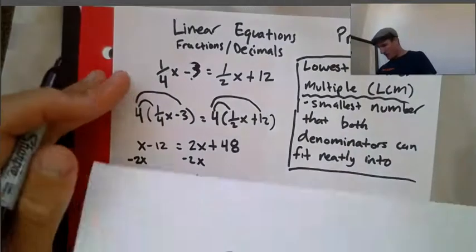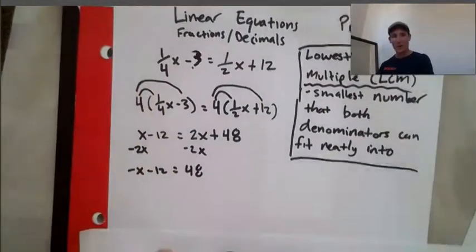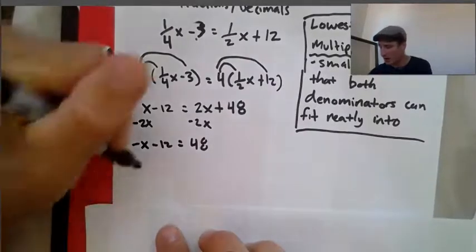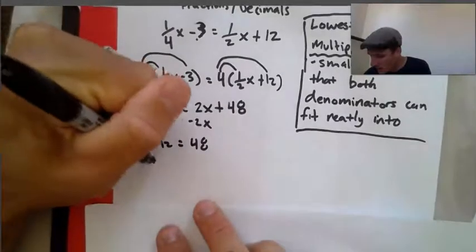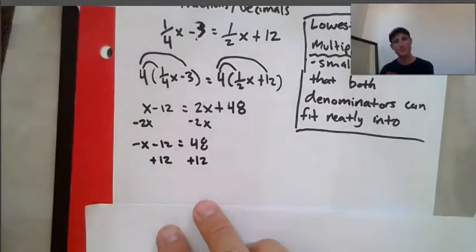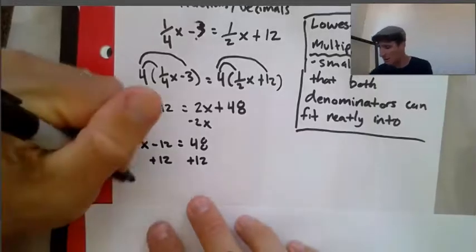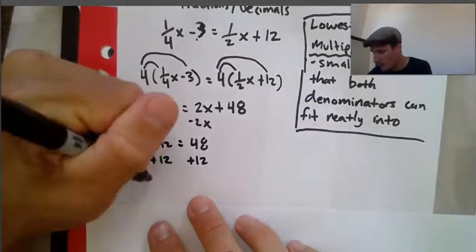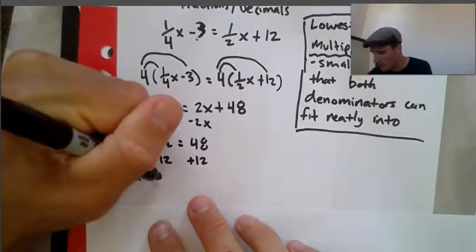Okay, so now I need to get rid of the constant. Negative 12, opposite of that, or the inverse of that, is positive 12. I must do it to both sides. Negative x drops down, those cancel out. I'm left with negative x equals 60.